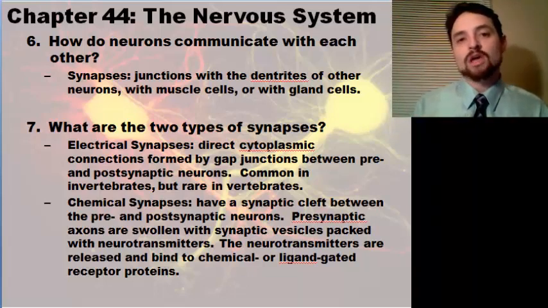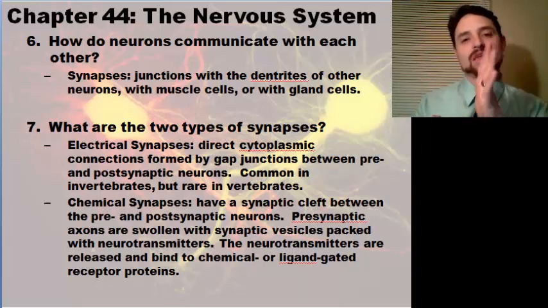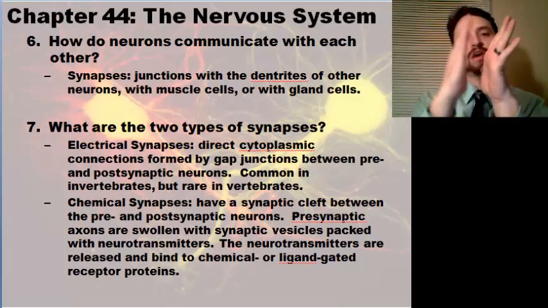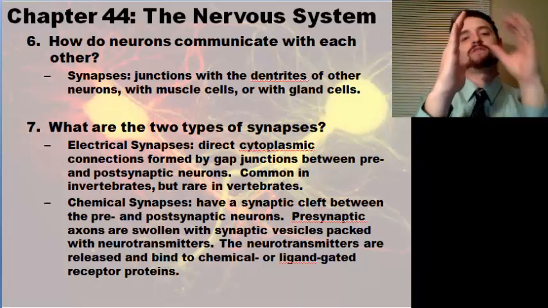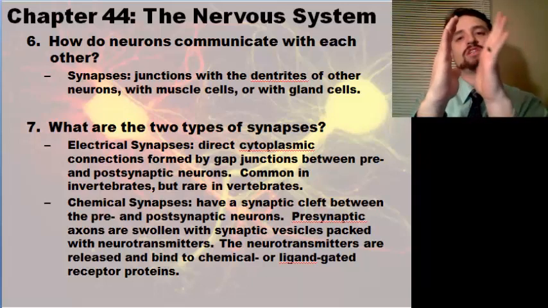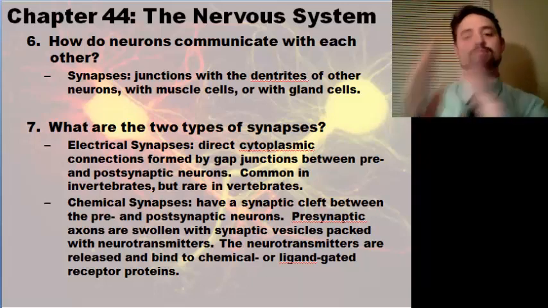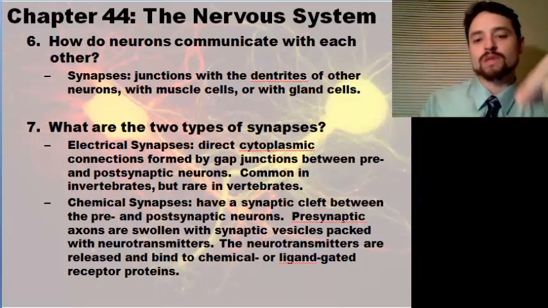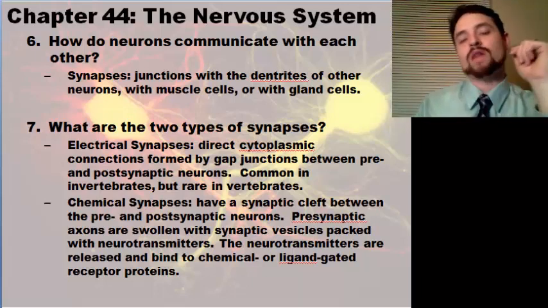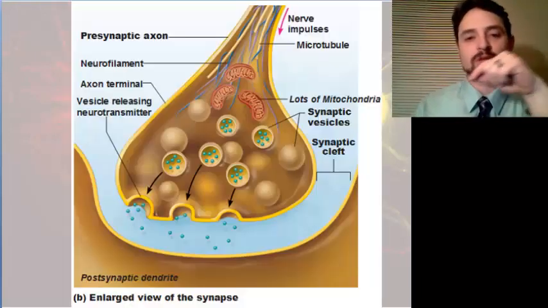In us, what you have are called chemical synapses, in which you'll have a synaptic cleft, so one neuron ends, and the other is right near it. So there's a gap between them. So whenever the signal is sent, it has to cross a space and be received by the other. The neurotransmitters are released and bind to chemical or ligand-gated receptors. Let's see a picture of that.